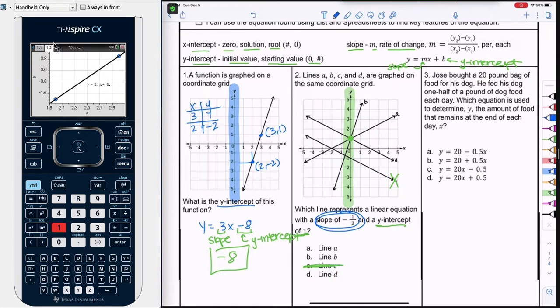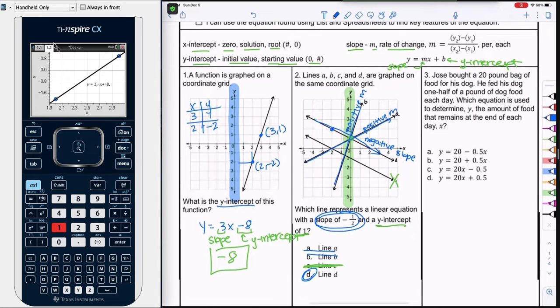So looking at the other lines, we know that A is going up, so it's a positive slope. We can also look at B, and that's also a positive slope. And then D is going down, so it's a negative slope. So looking at my answers, the only one that could actually be the answer is D. So we can eliminate A and B because they are positive, and D would be your answer. You can also find the actual slope.